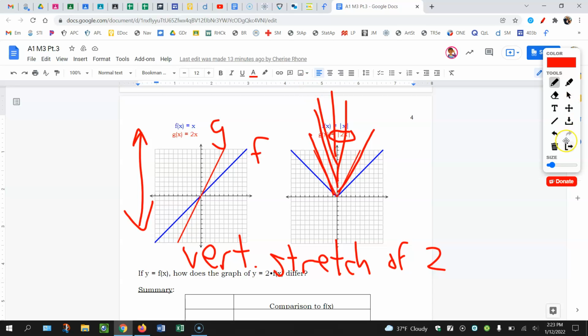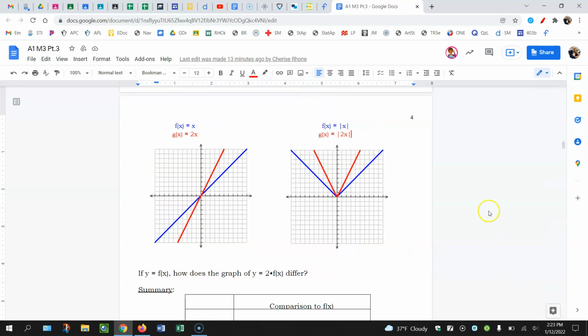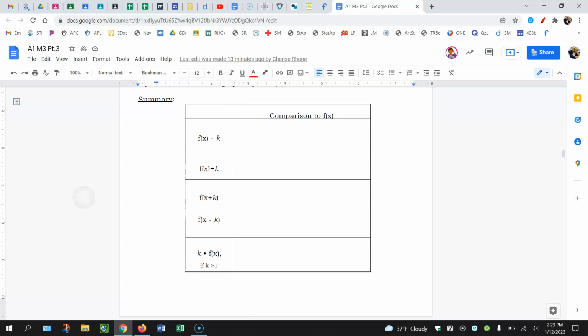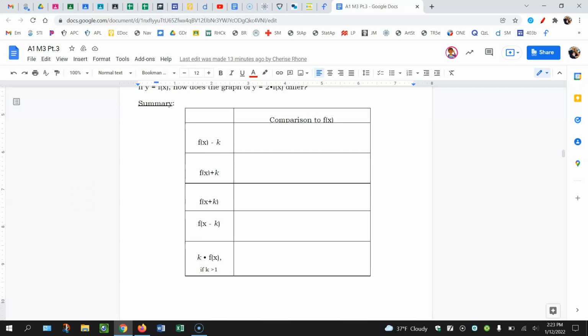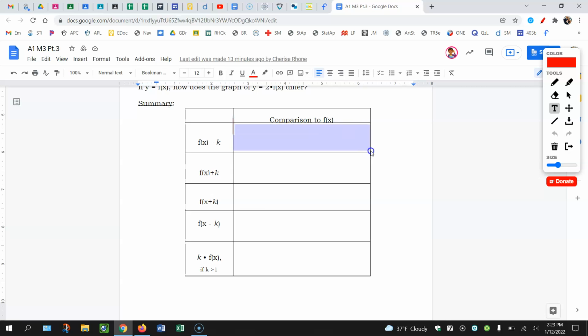All right, let's summarize here down below. This is going to be a really important summary that really brings everything together in the lesson. I'm going to use some text so you don't have to try to read my handwriting. All right, this one, minus k, moves down k units.